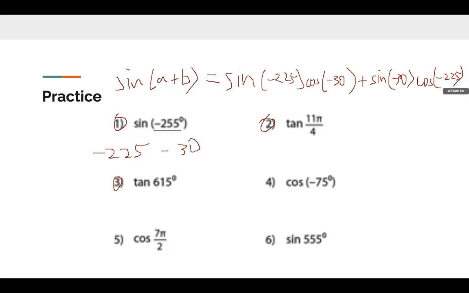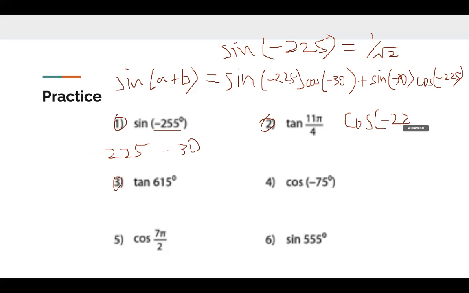Okay. And then you just want to use some values from the unit circle in order to solve this. So sine of negative 225 is most easily done by probably remembering it. We don't happen to have a unit circle right now. So sine of negative 225 is 1 over root 2. And cosine of negative 225 is equal to negative 1 over root 2, right? Okay.